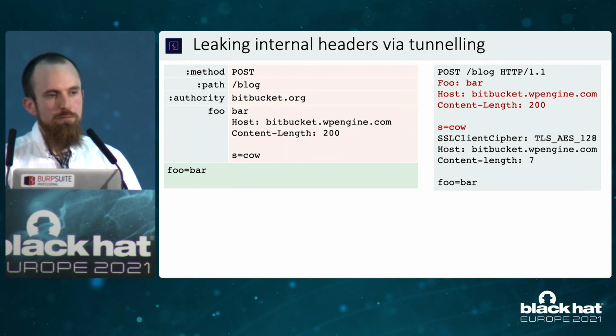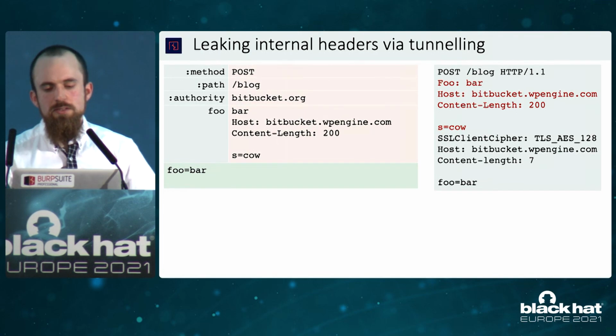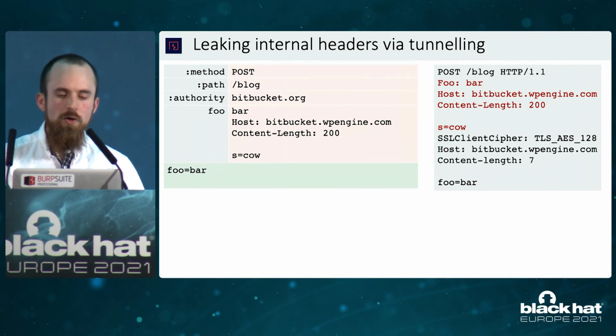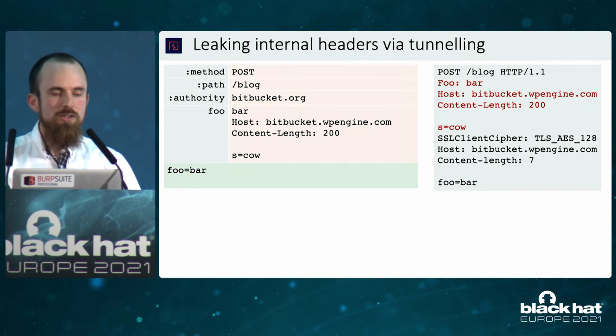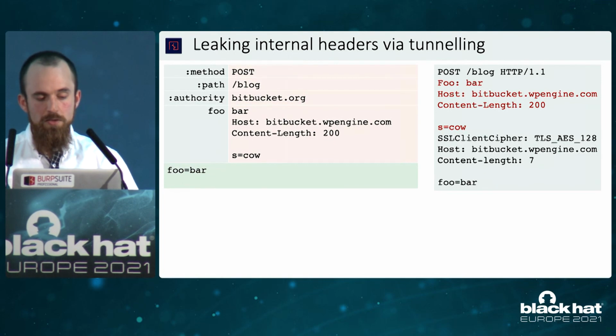Request smuggling confuses the front end and the back end. It makes the front end and the back end disagree about where the body of the message ends. But by putting new lines in headers, you can cause a different kind of desynchronization, which makes the front end and the back end disagree about where the body of the message starts.